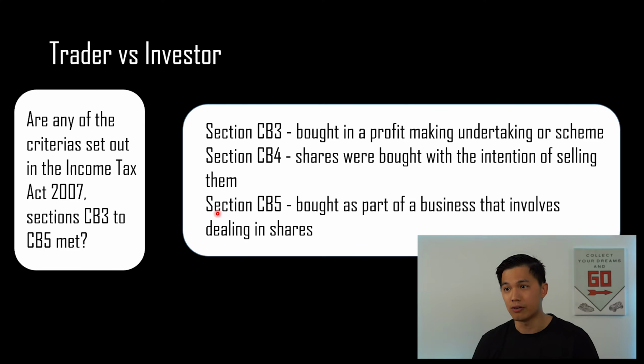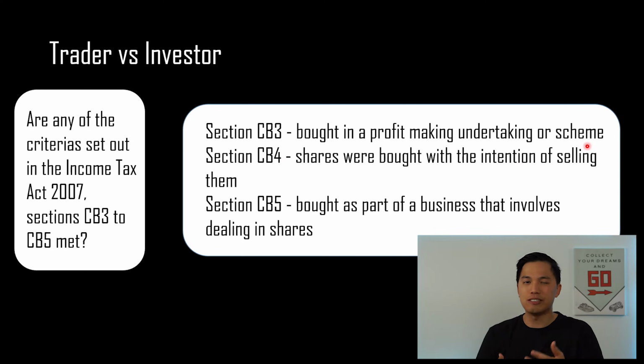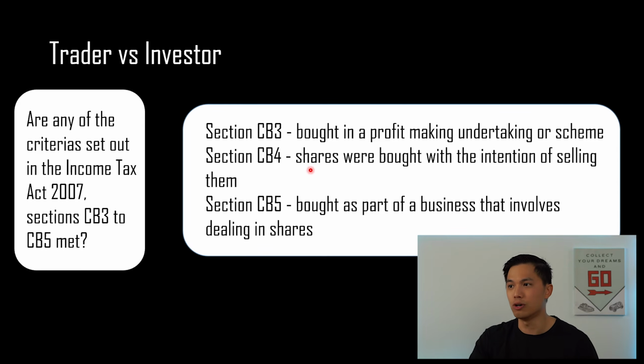Investor means you don't. Alright, so there's 3 criteria here from the Income Tax Act 2007. I've paraphrased these sections a little bit, so if you go to the actual law itself, it'll be slightly different, but I've just changed the wording a little bit to help you make more sense out of it. So the first criteria under section CB3 is whether you've bought the shares in a profit-making undertaking or scheme. So what that means is that there's usually a plan that you've deliberately set out to make money out of shares. Alright. The second criteria under section CB4 is that the shares were bought with the intention of selling them. So the IRD will assess this based on what your intentions were when you originally bought the shares.